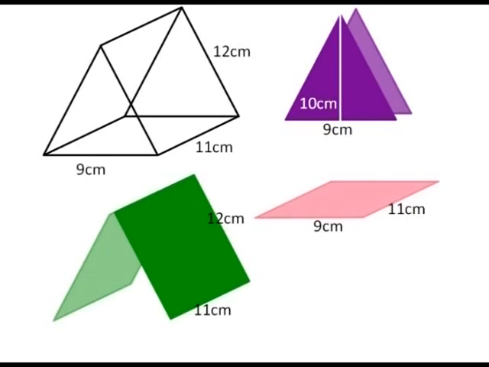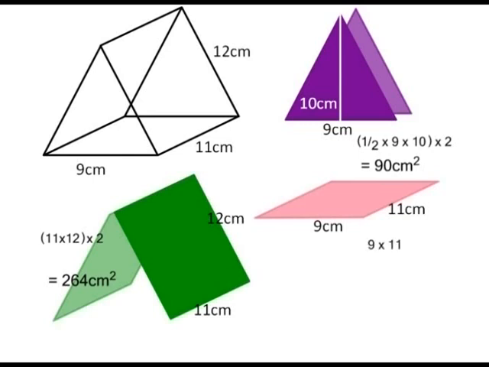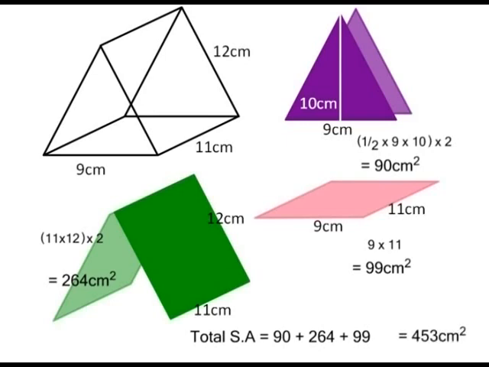And now we can start. Area of the triangles, a half base times height. That's a half times 9 times 10, and there are 2 of them, and that gives us 90 square centimeters. These green rectangles, 11 times 12, and there are 2 of them, and that gives us 264 square centimeters. And lastly, this pink rectangle, 9 times 11 gives us 99, and it's only one of it. And so total surface area is 90 plus 264 plus 99, and that gives us 453 square centimeters.